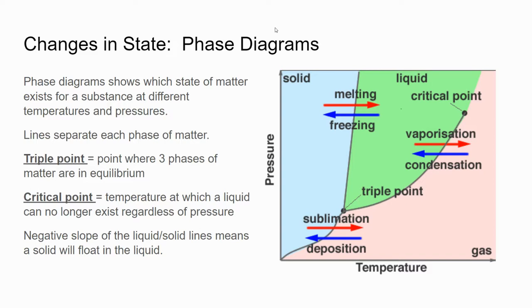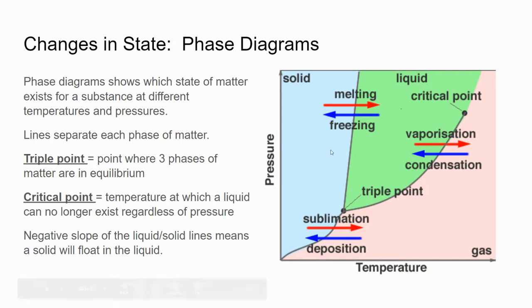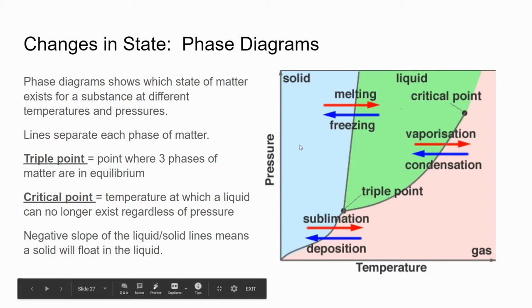The last thing we'll talk about here is the phase diagram. A phase diagram shows different pressures and temperatures. Pressure is on the y-axis, temperature on the x. Given a certain pressure and temperature, you can figure out what state of matter this substance is in. You find where they meet, and you'll know it's a liquid. This pressure and this temperature, you find where they meet, it's a solid. This pressure and this temperature, it's a gas. The lines separate the different phases of matter.